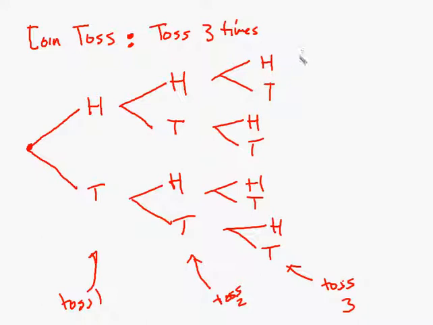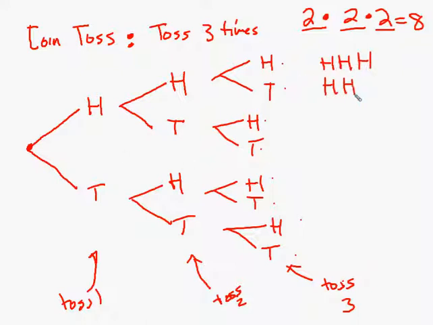And then as we look across this, we get all the possibilities. We can count these. We have 1, 2, 3, 4, 5, 6, 7, 8. And that verifies our multiplication principle. We have 2 possibilities for the first toss, 2 possibilities for the second toss, and 2 possibilities for the third toss, and we get a total of 8. But when we do a tree diagram, we get all of them. We get an actual list here. So this is our tree diagram.